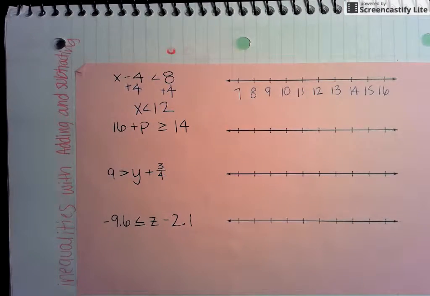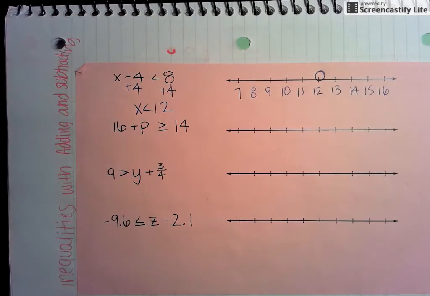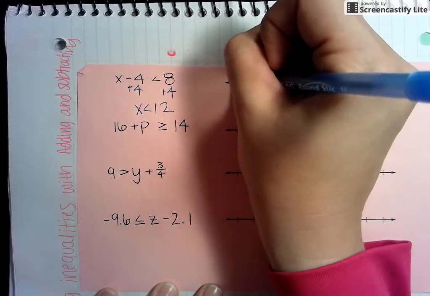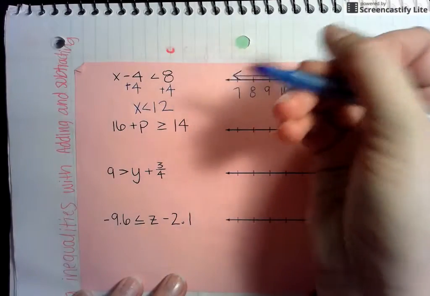Now, because it's less than 12, we're always going to put an open circle on 12. And we want numbers that are less than 12. So in this case, we're going to make sure that it goes to the left. We always write our interval notation as we're reading it left to right. So in this case, we're going towards the negative numbers.